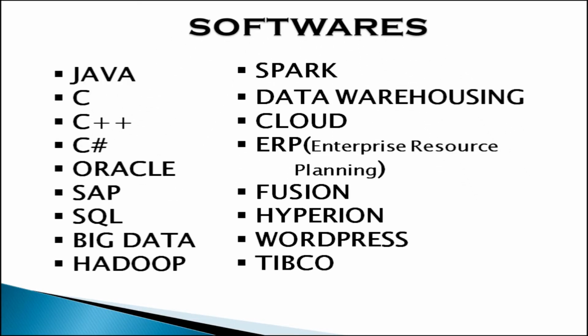Now let's see some of the different types of software. Java, C, C++, C#, Oracle, SAP, SQL, which is structured query language, Big Data, Hadoop, Spark, Cloud Computing, ERP, which is Enterprise Resource Planning, Fusion, WordPress, Hyperion, and Sitcom.